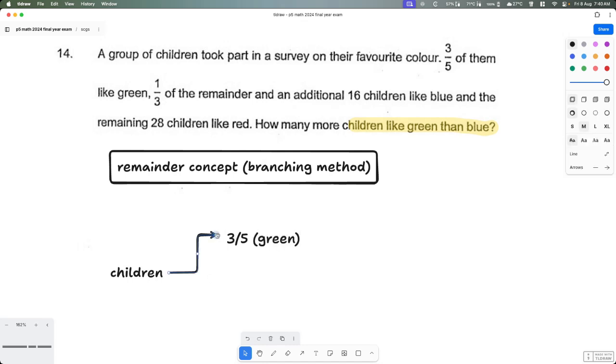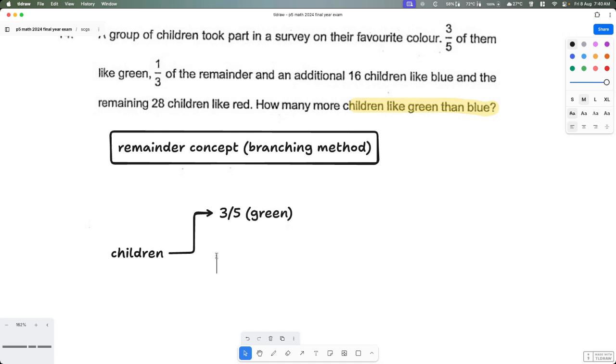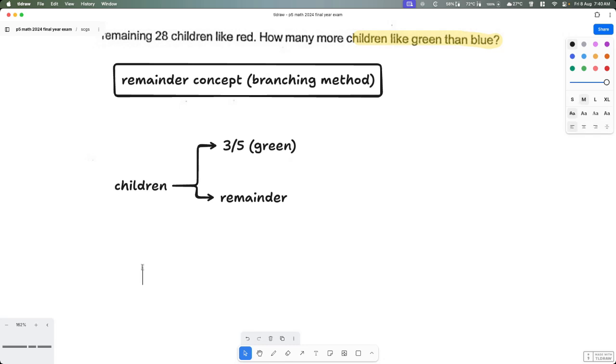Let's move it over here. 3 out of 5 is green. So we also have the remainder as well. We're going to draw another arrow. We can find the remainder. What's the remainder? It is equal to 1 minus 3 out of 5. This will give you 2 out of 5. So right here, 2 out of 5 is the remainder.